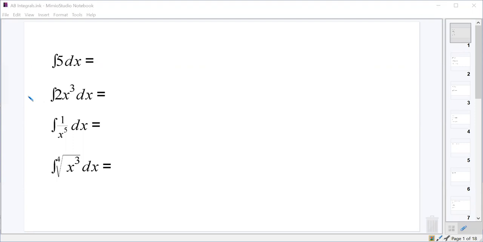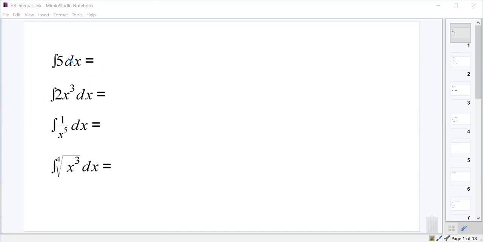So here we have just an integral of 5 dx. So noting that the dx tells us that the variable we're using is x, and it's x to what power is currently in here? There isn't. Should be x to the 0 power currently, shouldn't it? What does the dx represent?